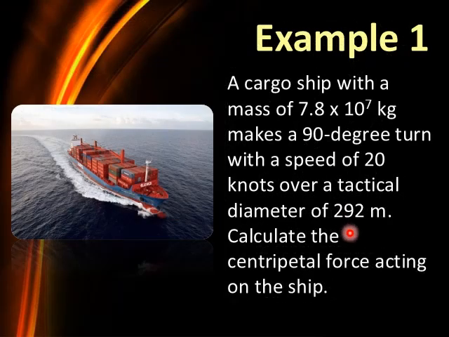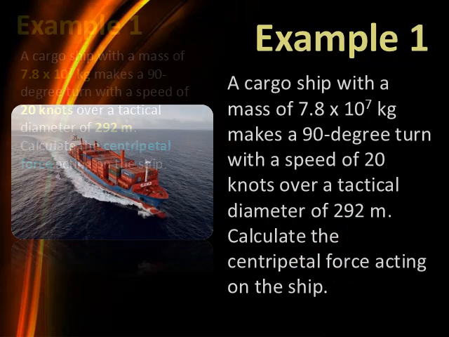Okay, so let's have this example. A cargo ship with a mass of 7.8 times 10 to the 7 kilograms makes a 90-degree turn with a speed of 20 knots over a tactical diameter of 292 meters. Calculate the centripetal force acting on the ship.